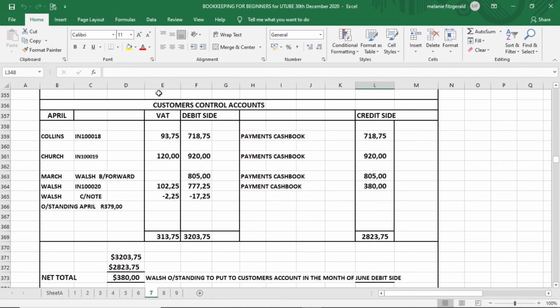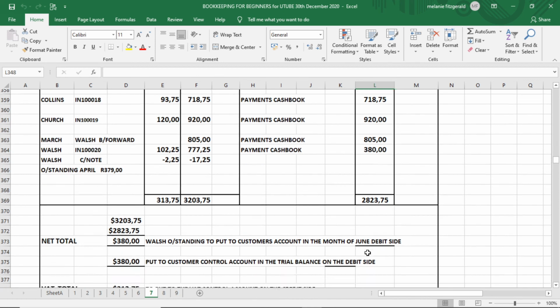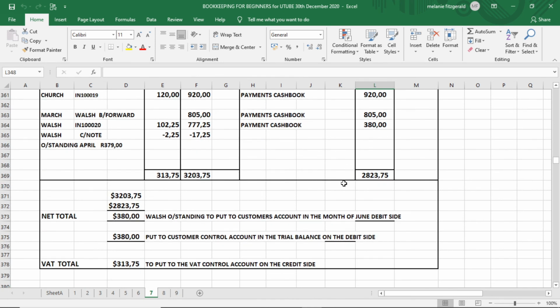So let's add up. The VAT is $313.75. The debit side of these invoices, yeah, these amounts is $3,203.75, and the payments that were made was $2,823.75. Okay, once again, you take this amount away from that amount, that leaves us with $380. Okay. Welsh's outstanding to put to the customer's account in the month of June on the debit side. Okay, so we're going to go and put that on the debit side in the month of June.